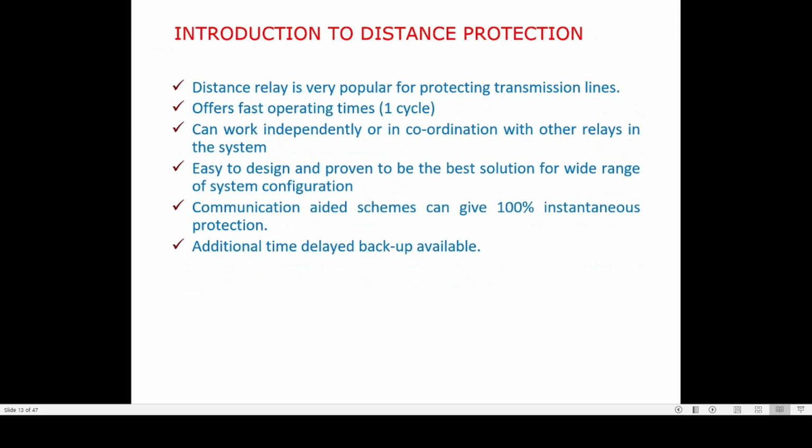Distance protection is very popular for protecting transmission lines. It has a very fast operating time of one cycle. That means for a 50 Hz system, the operating time will be as low as 20 milliseconds. It can work independently or in coordination with other relays in the system. It is easy to design, and it is the best solution for a wide range of system configurations. It can give 100% instantaneous protection with the help of communication aided schemes, and we will discuss these communication aided schemes in later lectures.